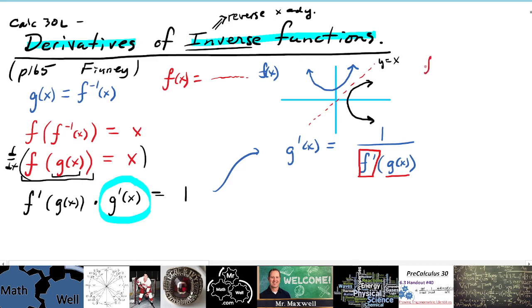So where do I want to start? f of x equals y, right? Okay, so if we're talking about x and y, f to the negative 1 of x.